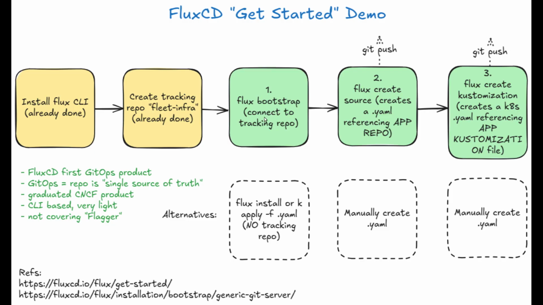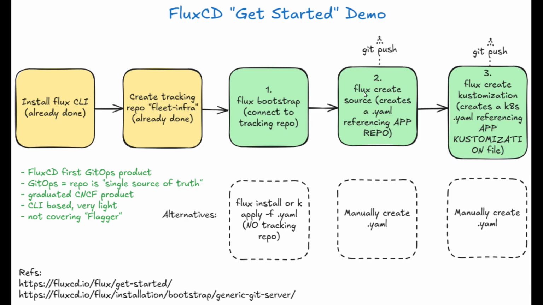This is where we run a command and we install Flux to the Kubernetes cluster and we connect it to the tracking repo, because ultimately, remember, that is GitOps. It's where we're connecting to the single source of truth. Flux calls that the tracking repo. Then we're going to do two other things.